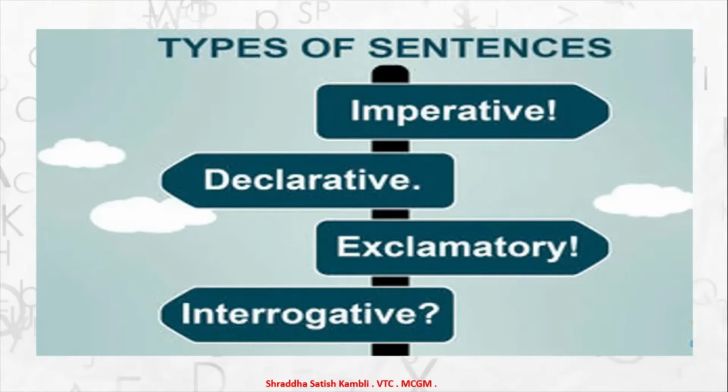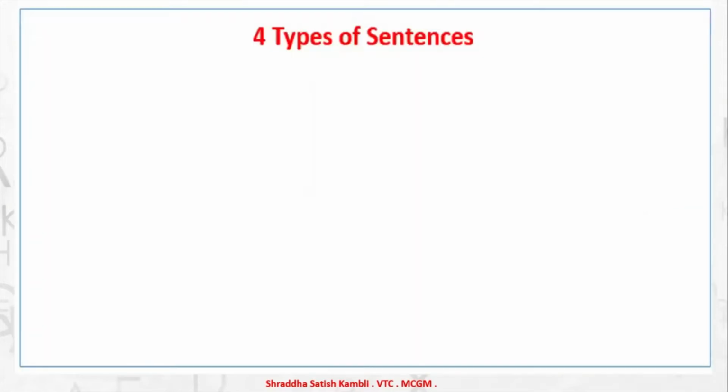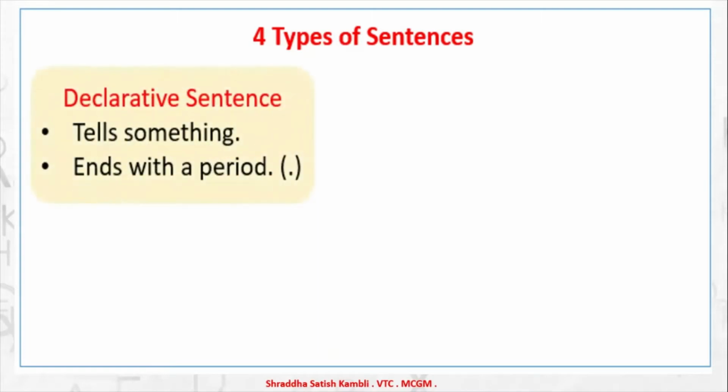Finally, you have an interrogative sentence. Now, the interrogative sentence is the type of sentence that we are talking about today. So, what are interrogative sentences? Interrogative sentences are nothing but questions. Now let's take a look at the meaning of these 4 types of sentences once again. So, what is a declarative sentence? It just tells something, it declares something, and it ends with a period. Now, what is a period? A period is the full stop.